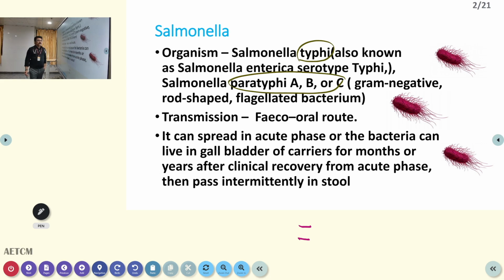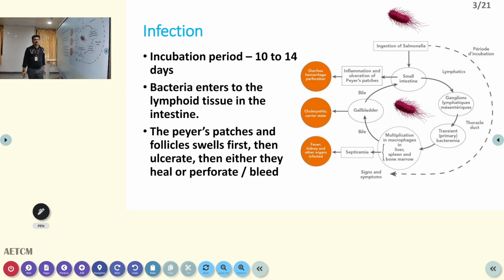The gallbladder is one of the important organs in our body that produces this carrier state. So, this can remain in the gallbladder for many months or years. From there it can produce infection in other persons through feces. It contaminates the water and infects other persons. The incubation period is around 2 weeks.